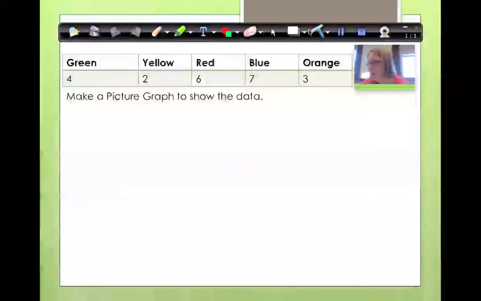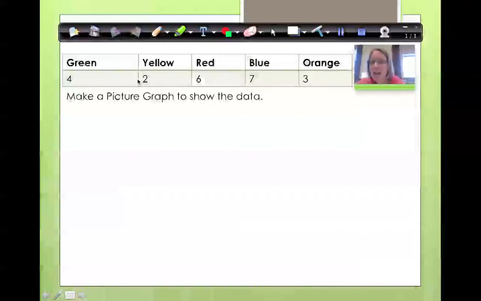Okay, so this is a pretend kind of a class. And the teacher has asked the class, what is your favorite color? And this is the result. 4 kids chose green, 2 chose yellow, 6 chose red, 7 chose blue, and 3 chose orange. Now it says I have to make a picture graph to show this data.